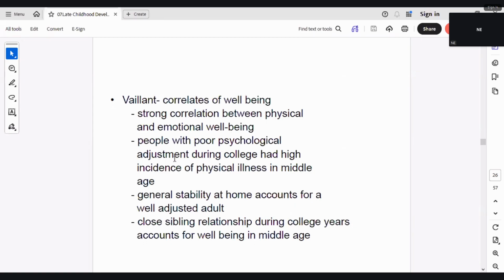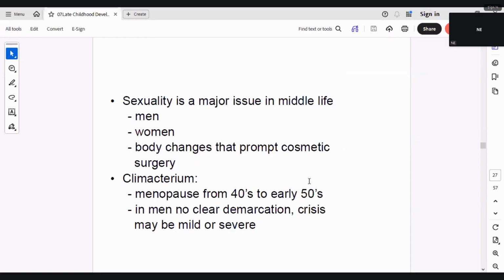Vaillant talks about correlates of well-being, that there's a strong correlation between physical and emotional well-being, where people with poor psychological adjustment during college have a high incidence of physical illness in middle age, and that general stability at home accounts for a well-adjusted adult, and that close sibling relationships in college years account for well-being in middle age. Sexuality is also a major issue in middle life. Bodily changes that prompt cosmetic surgery, menopause, and how does that affect self-image? And does that prompt more cosmetic surgery?